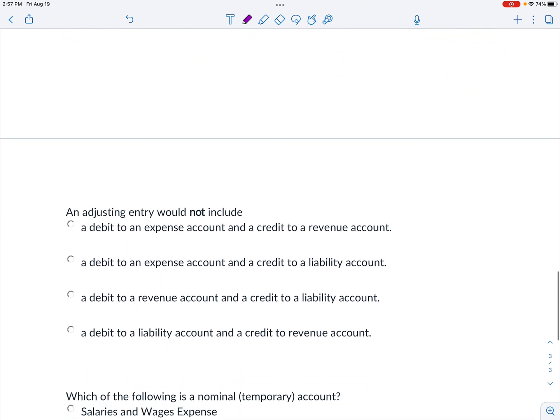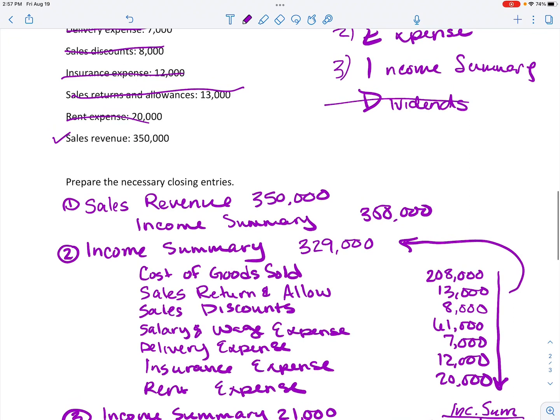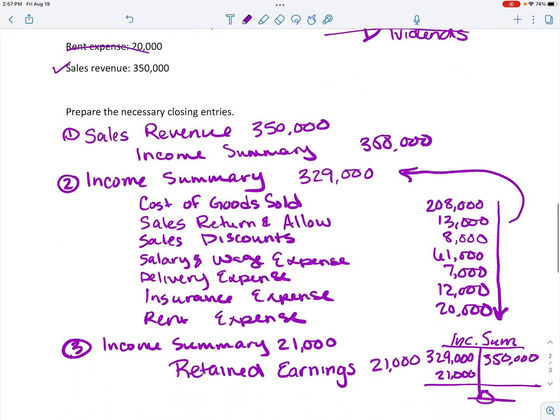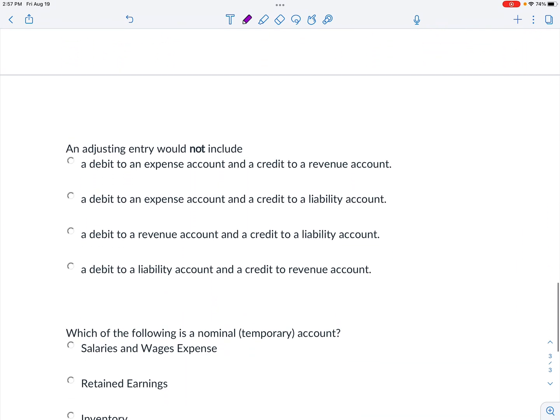Now once again, I want to show you how these longer problems especially will translate into some shorter problems on an exam. So this first one's talking about the adjusting entries, and here I picked one that wasn't really as clear. They want to know when an adjusting entry would not include what. Make sure you look out for those bolded or highlighted words like not or except.